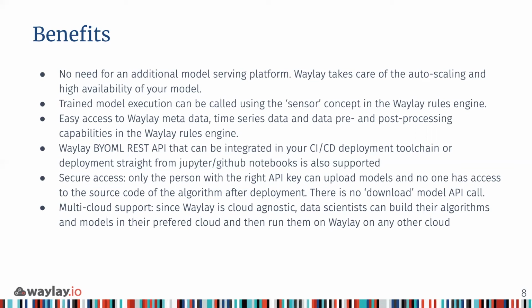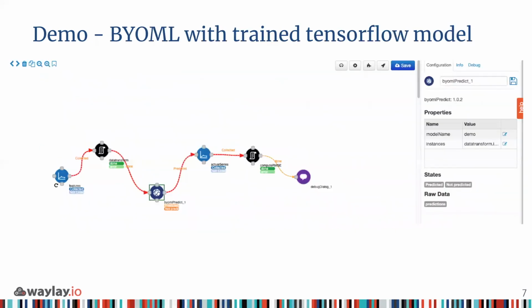Of course, we expect a trained model, so we expect the training of the model to happen outside of Waylay. But as you've seen in the rule itself, for somebody that is actually using the algorithm, the business analyst, for example, to decide what needs to happen when the algorithm outputs a certain prediction or a classification, or it identified an anomaly, the person that is actually building this business logic does not need to know the details of the algorithm.